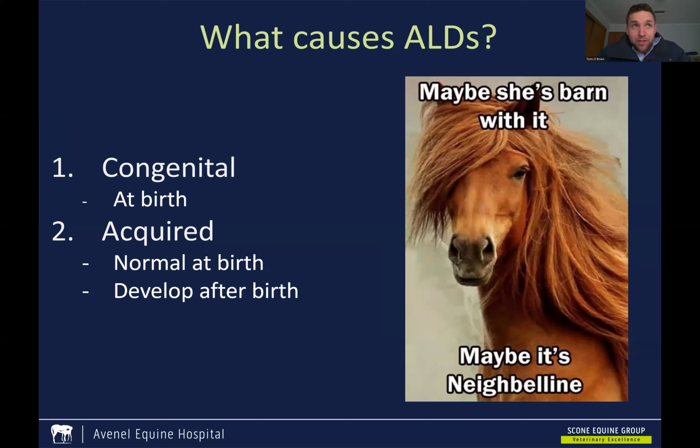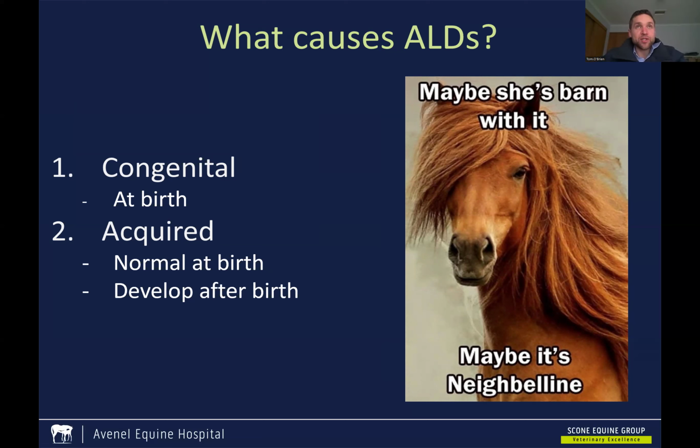And so I apologize for this meme, probably a little bit corny, but when I was thinking about what causes angular limb deviations, the first thing that came to my mind was that sometimes they're born with it. I remember when I was really young growing up, you had that TV commercial about, maybe she's born with it, maybe it's Maybelline. And I came across this horse meme, and I thought it was just kind of quirky.